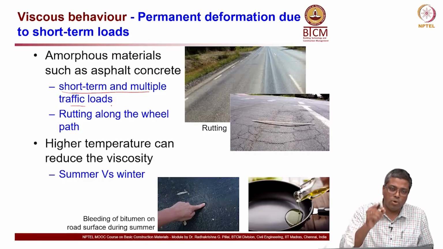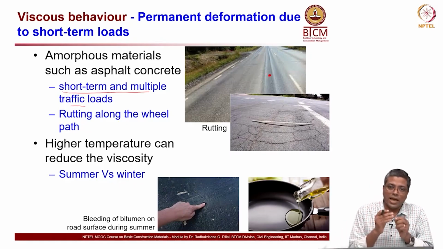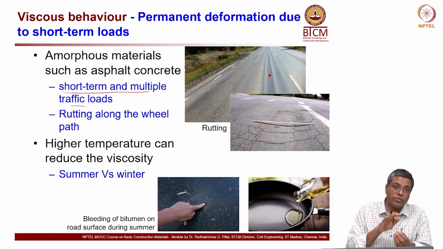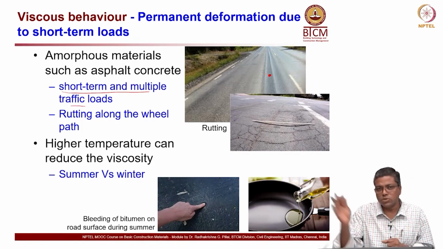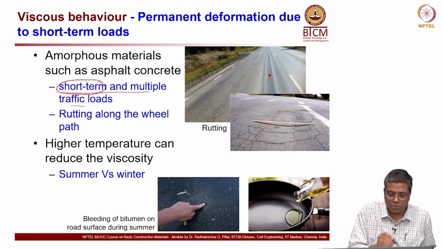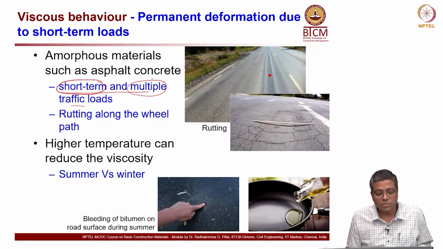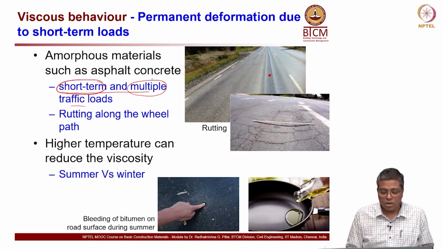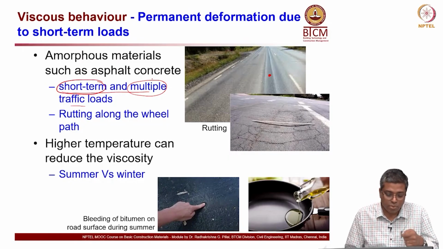So, if you take a point on the road, let us say you take one point over here on this road, the time for which that wheel load is applied is very, very small, a fraction of a second. It moves so fast, right. So, that is what short term load means. And then multiple traffic loads are also there. That means, depending on the number of vehicles, the traffic load will be more and more.